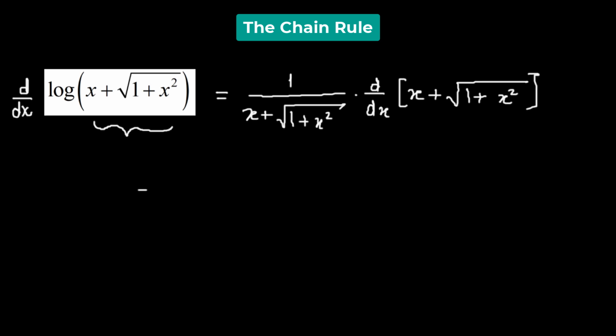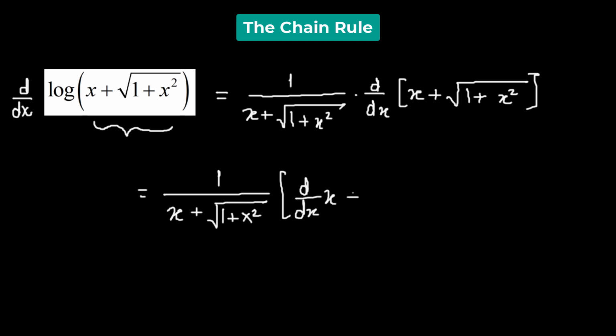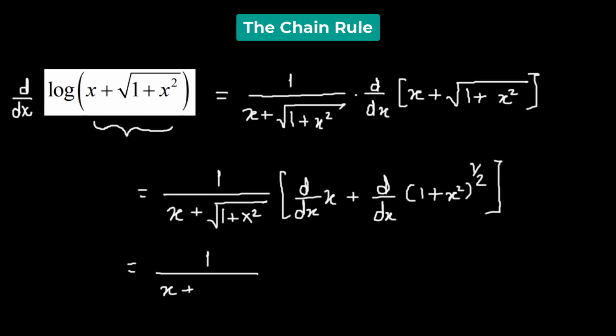So that gives us 1 over (x plus square root of 1 plus x squared) multiplied by the derivative of x plus the derivative of the square root of 1 plus x squared, which can be written as (1 plus x squared) raised to the power of half. This equals 1 over (x plus square root of 1 plus x squared) multiplied by the derivative of x, which is 1.